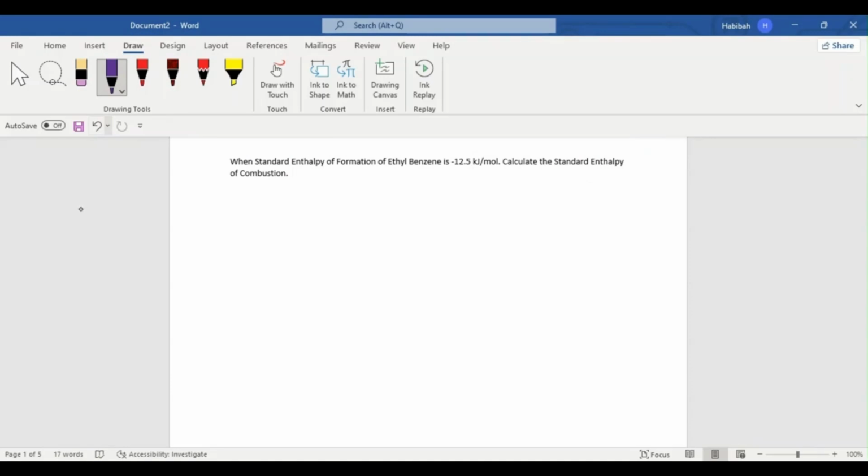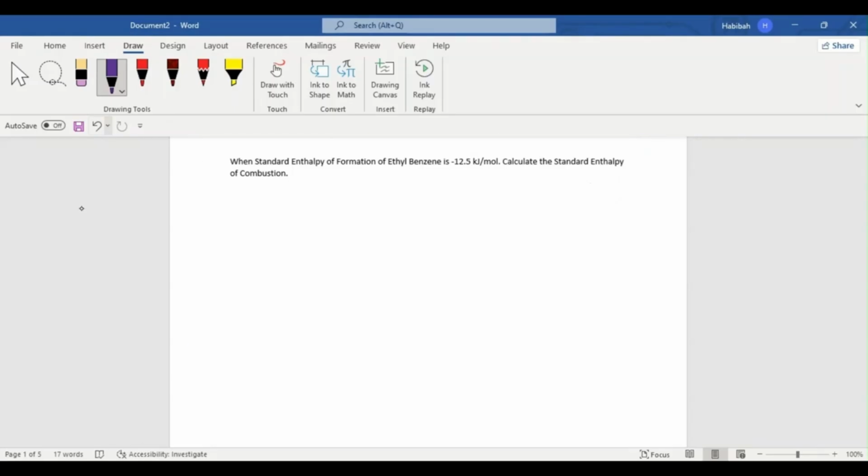Now we're asked to calculate the standard enthalpy of combustion. One thing you have to note is that a combustion reaction is a reaction that occurs whenever a molecule is reacted with oxygen. This was taught to you in your Gen Chem classes, and now you know that information that you're going to apply to this PChem course.